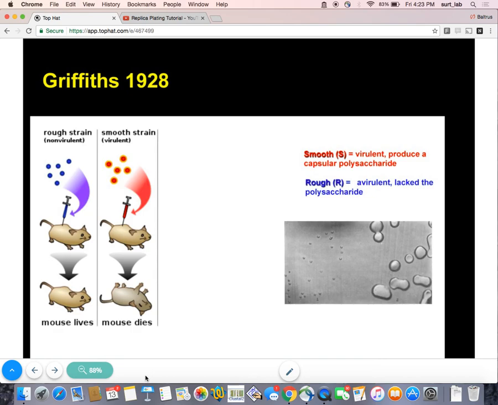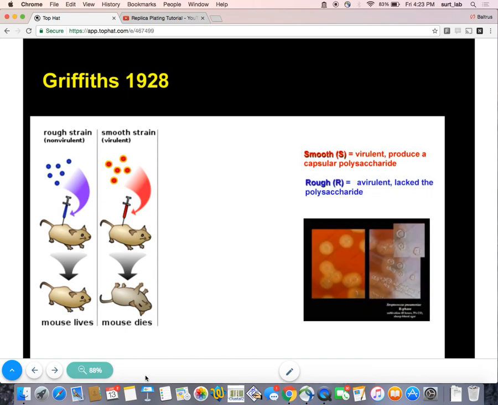All right, so that's the experiment going in. Griffith went a little bit further, though, and the reason he did this, there's really no rhyme or reason. It's just that as scientists, sometimes you do things and they work out. Really, there's no logic here to why he did this. There's another picture of rough and smooth strains.